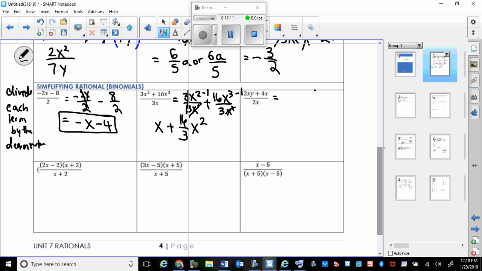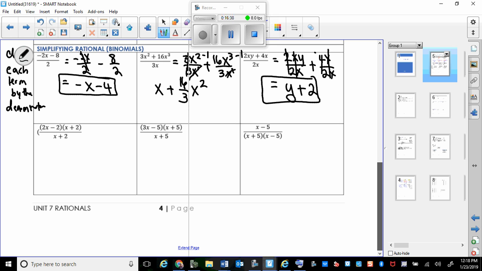Next, we have 2xy divided by 2x plus 4x divided by 2x. This simplifies to 2's cancel, the x's cancel, and the y's can't. The y does not cancel, it drops down. 4 divided by 2 is 2. X's cancel. Here's my final answer.